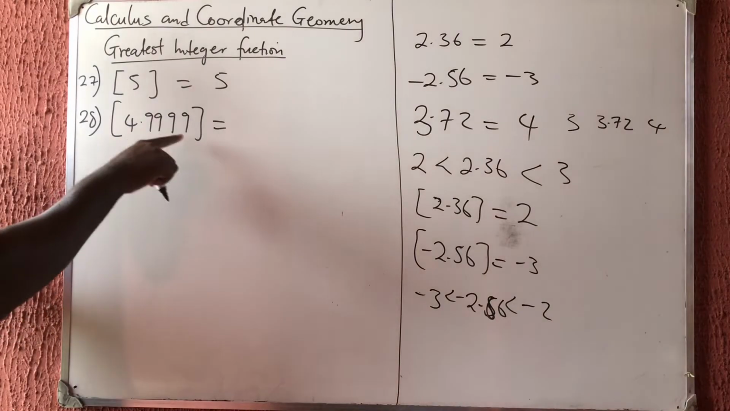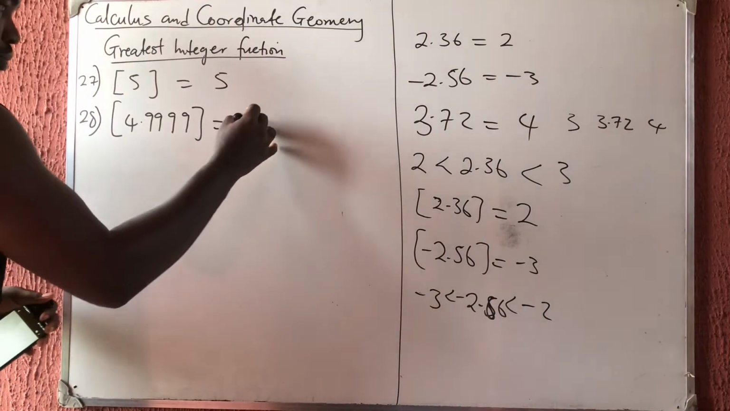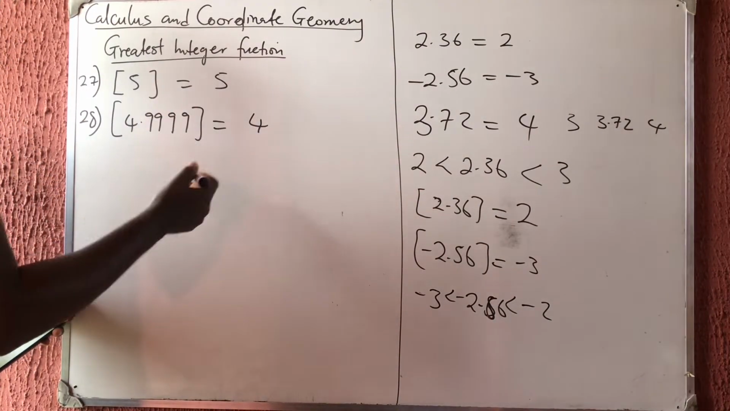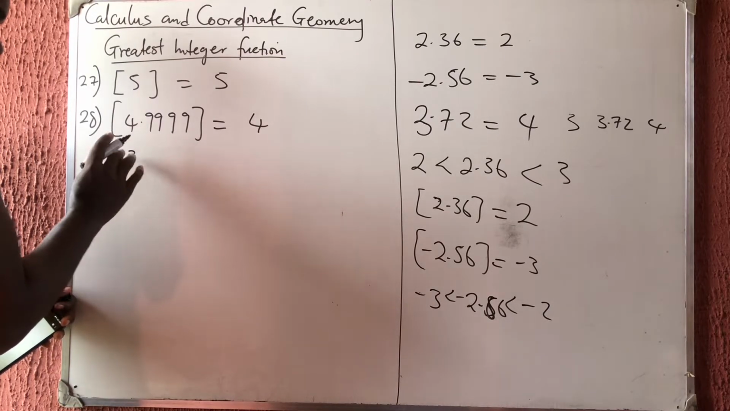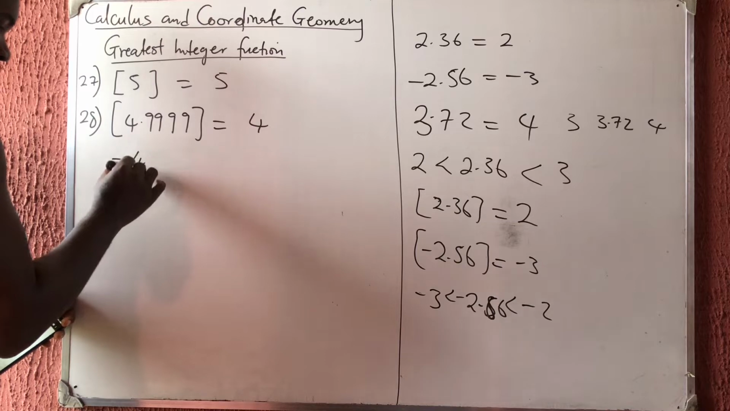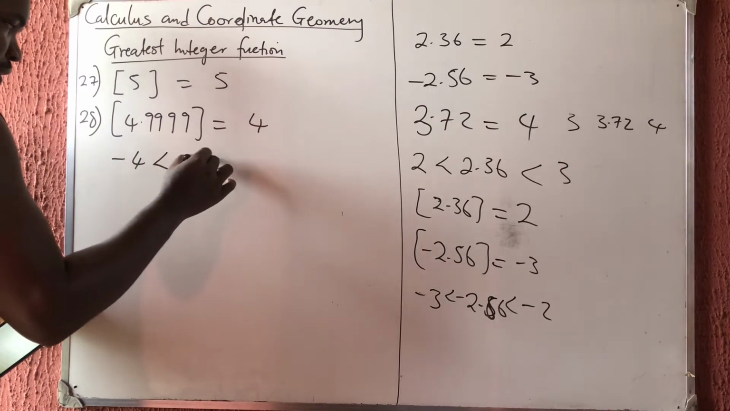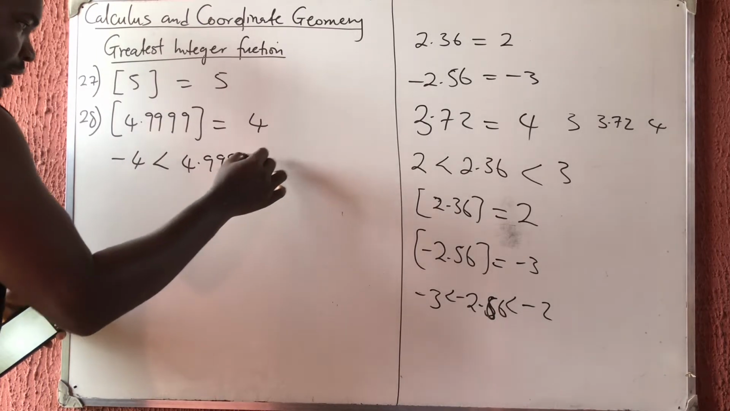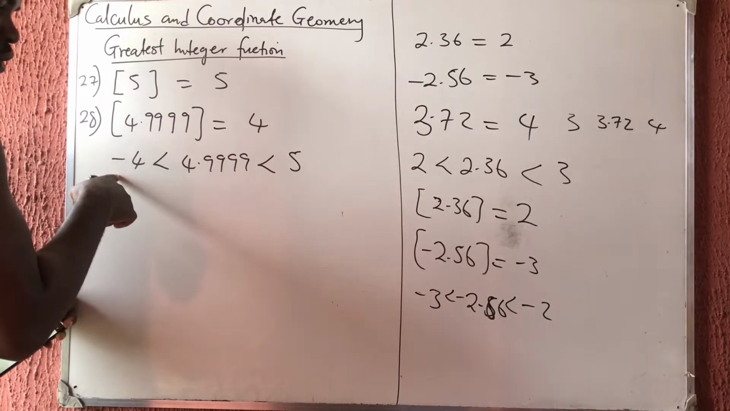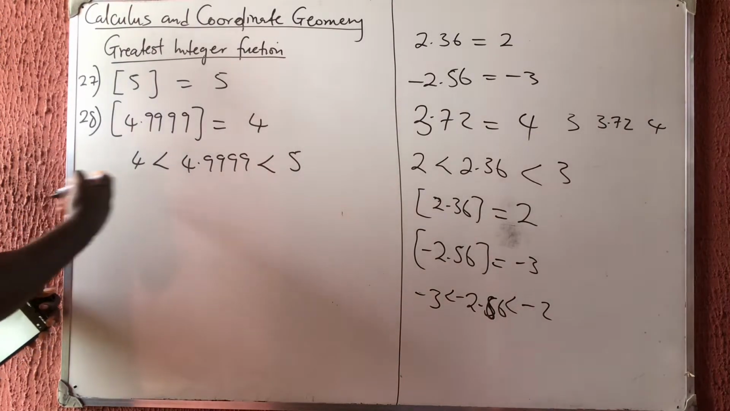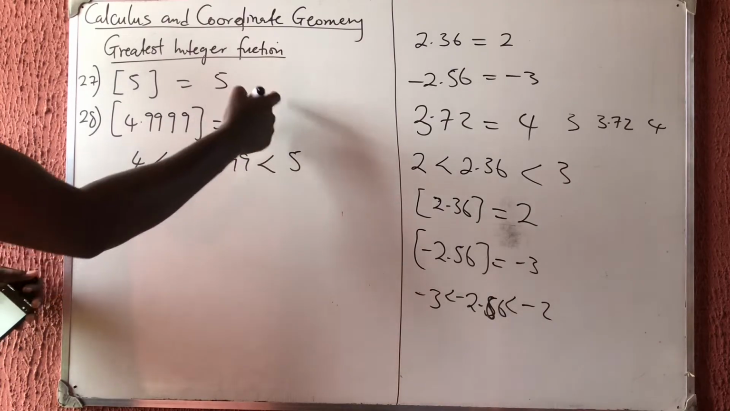So for this one now, instead of solving anything here, the answer is simply 4. But how do you solve it? If you want to solve it, you say that 4 is less than 4.9999, which is less than 5. So this number is in between 4 and 5, not minus, and we're always taking the one on the left hand, which is 4.